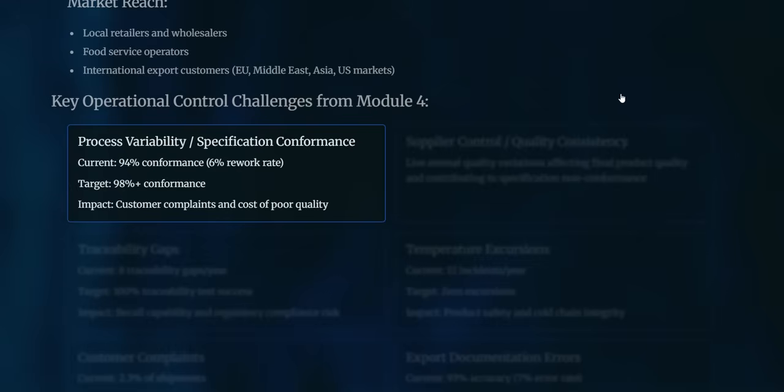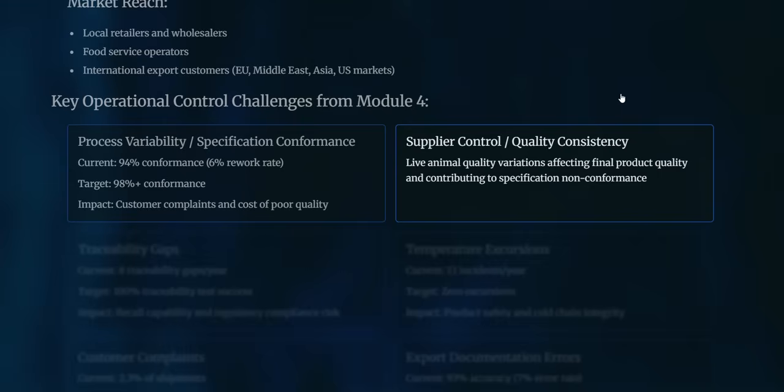First challenge, we have process variability, which is specifications conformance issues. And here, from the gap analysis that we have conducted, our organization is currently at 94% conformance with 6% rework rates. We are targeting improvement of up to 98% conformance. The impact this issue is having on our organization includes customer complaints and cost of poor quality.